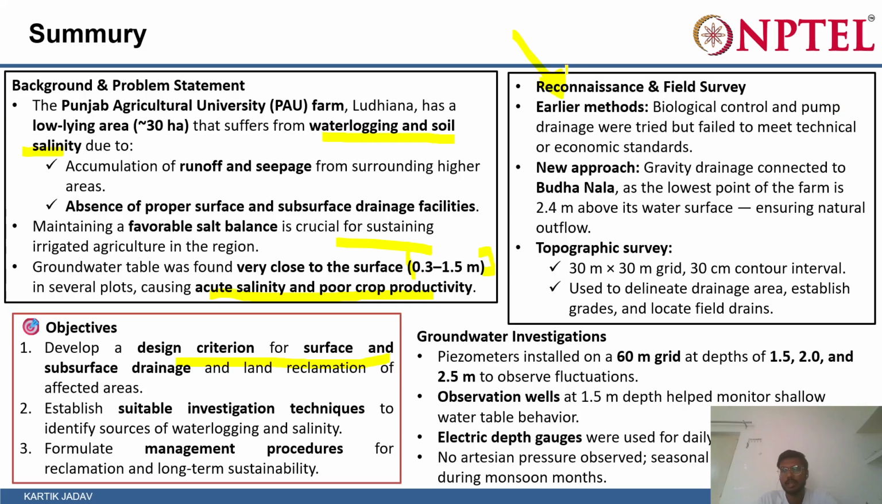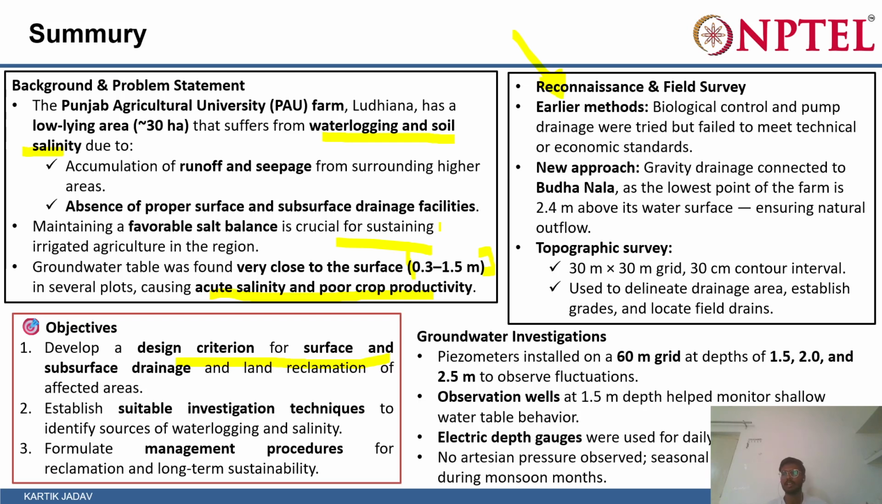So they have just estimated what kind of design discharge they're expecting, and based on that design discharge, they checked which method is best suited. Earlier methods, biological control and pond drainage, were tried out but failed to meet technical or economical standards.